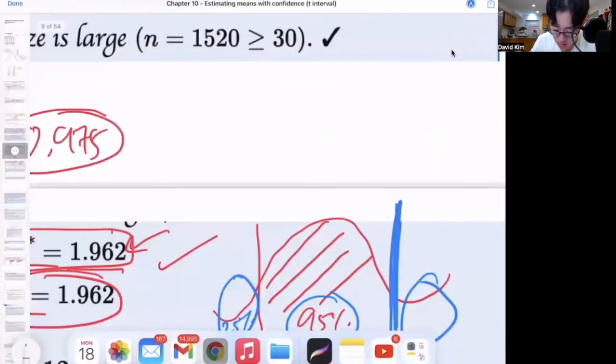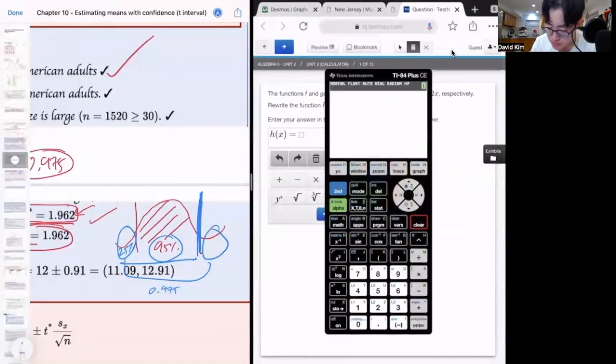Sorry, my calculator is just lagged out, so I'm going to pull it up once again. Here's what you're going to do. You're going to go to second VARS and go to inverse t. They're always going to ask you for two things. For area, you're always typing in the confidence interval area, which is 0.975. And the degrees of freedom is always one less than the sample size.